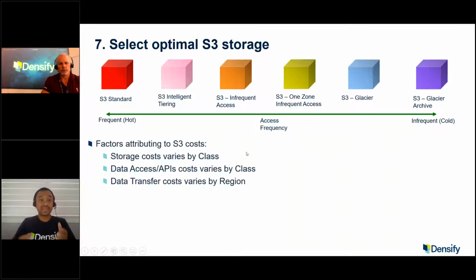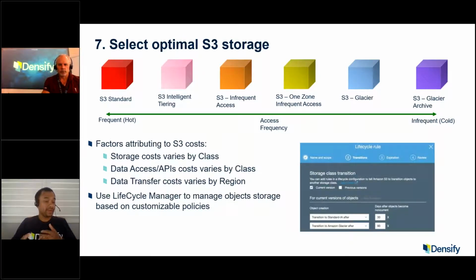Okay, because as you can see, your cost will vary by class. And then there are also other costs like data access or API costs, and data transfer costs. So one thing that AWS has done a great job at is that they came up with what's known as a lifecycle manager. And here's a screenshot of that. So education is key here. Inform the developers that, hey, listen, if you have uploaded an object to S3 Standard because one day it was important to you, but as time has elapsed, consider building these lifecycle rules. So they're shifting these objects to different storage tiers, so that it's going to cost you less and less every month.